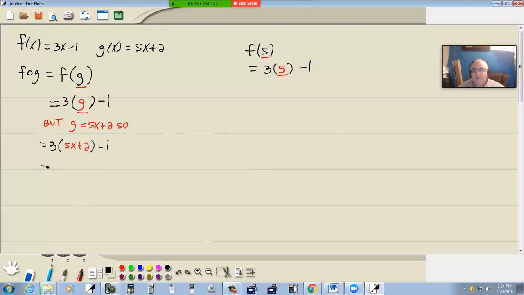And then at this point you simplify it. 3 times 5x gives us 15x. 3 times 2 is 6 minus 1, which gives us 15x plus 5. And that's our answer.